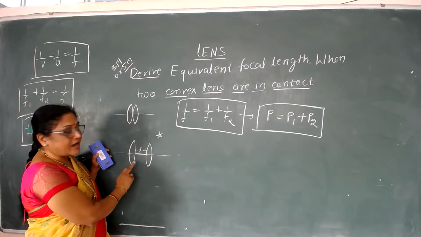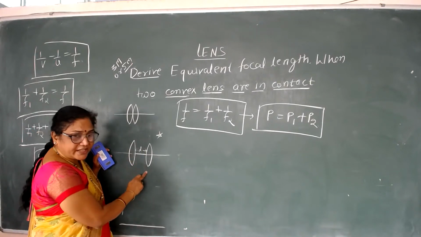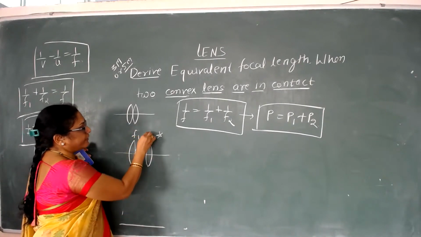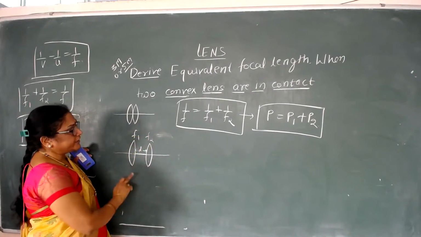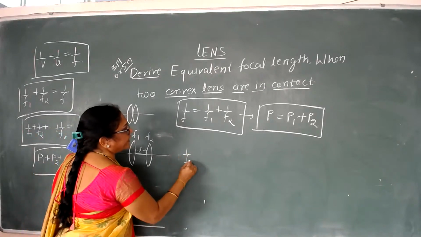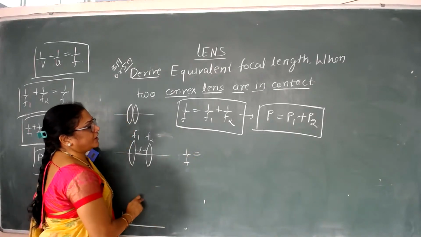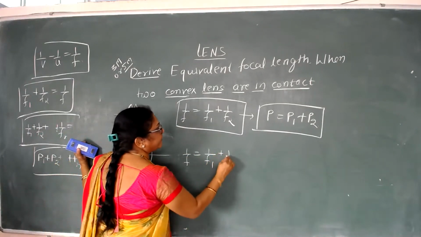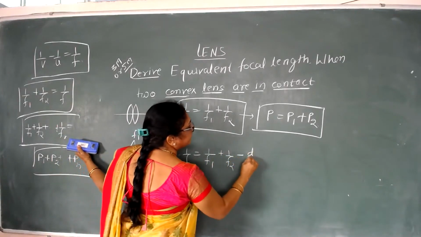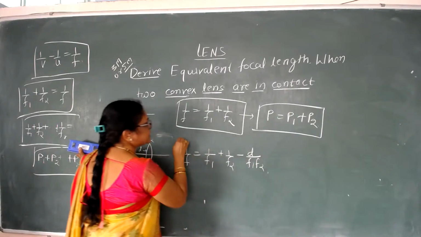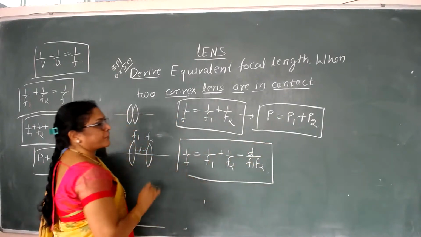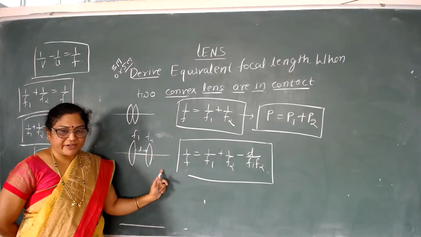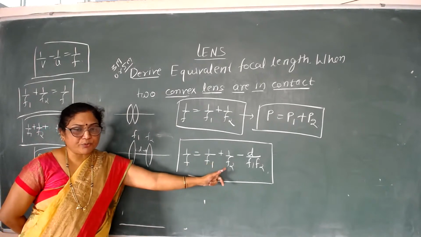So when the two lenses are separated from each other by a distance d, its equivalent focal length, with the focal length of the first one f1 and the focal length of the second one f2, is 1/f = 1/f1 + 1/f2 - d/(f1 f2). So this formula is related to numericals. When the two thin lenses are separated, and both the lenses are convex, that time we take f1 and f2 both as positive.